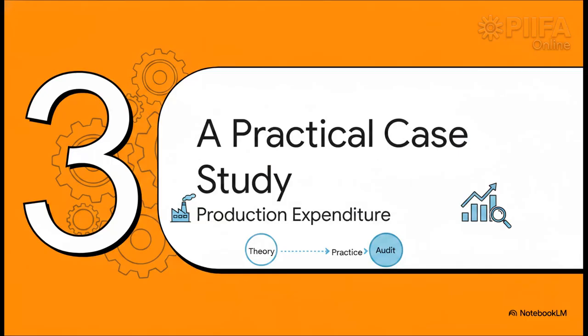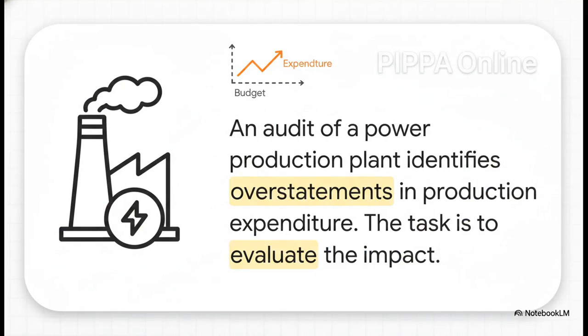Okay, theory's great and all, but let's see how this actually works in the real world. We're going to walk through a case study from the Financial Audit Manual that deals with an audit of production expenditures. So here's the setup. Auditors are digging into the production spending of a power plant. As they're going through their samples, they find that some of these expenses have been overstated. So now they have a problem. Is this just a small oopsie, or is it a material issue that could mislead someone reading the financial statements?